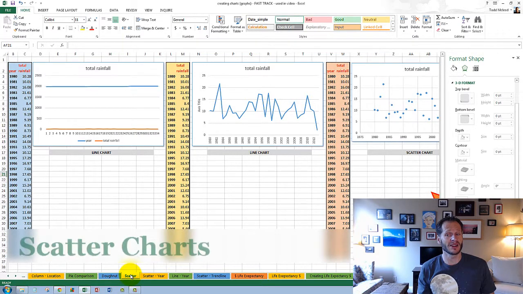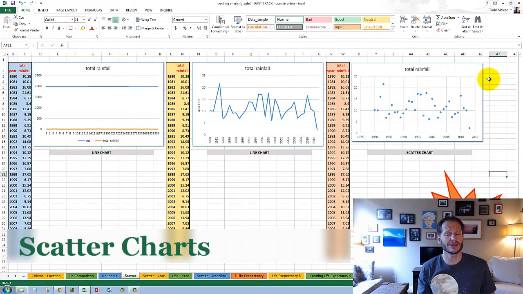Here are scatter charts. For a long time, I was kind of like, scatter charts? Don't understand them, don't know how to do them. And it took me a while to get my head around scatter charts. So what exactly is a scatter chart?